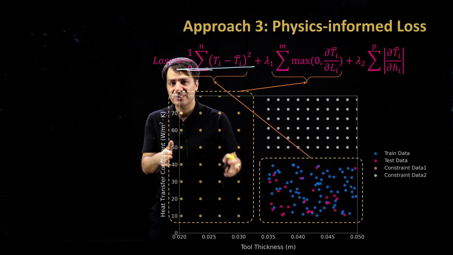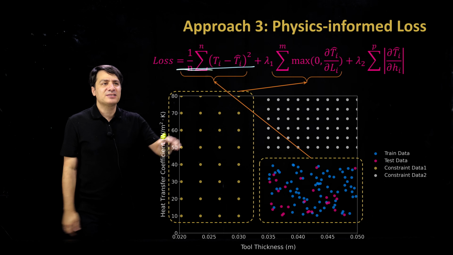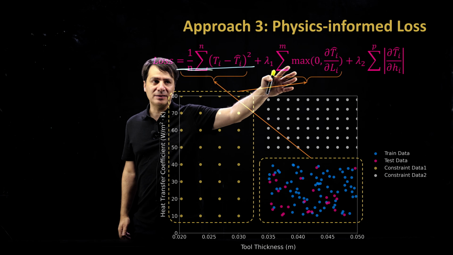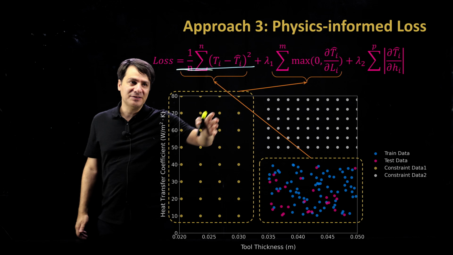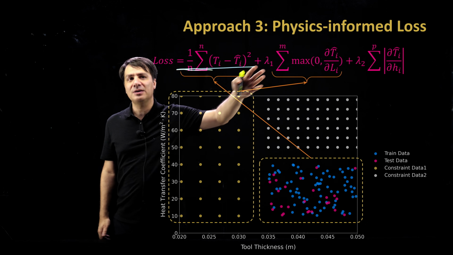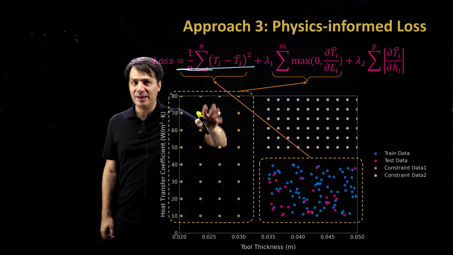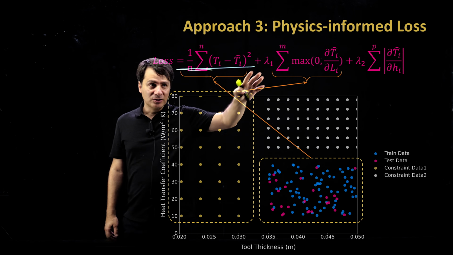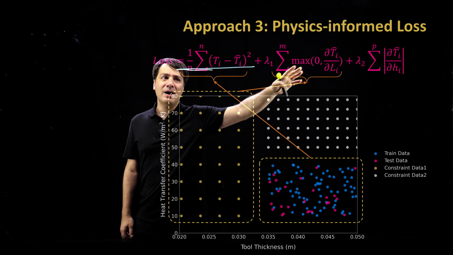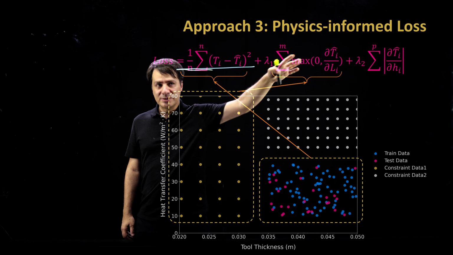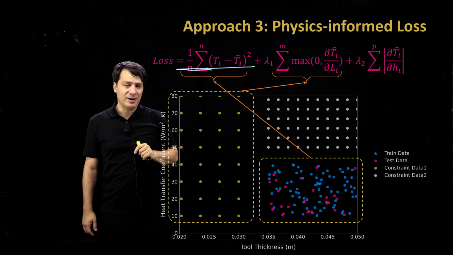And we look at the sign of the derivative. If the sign of the derivative is not negative, we're going to add a penalty factor. We're going to penalize the loss equation by saying that the derivative has to be negative. You're not getting it right. So there is a constant multiplied by all the positive derivatives in that area.